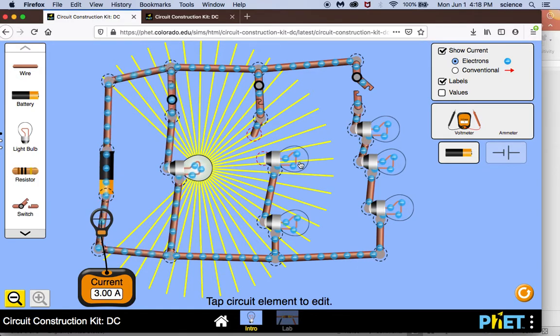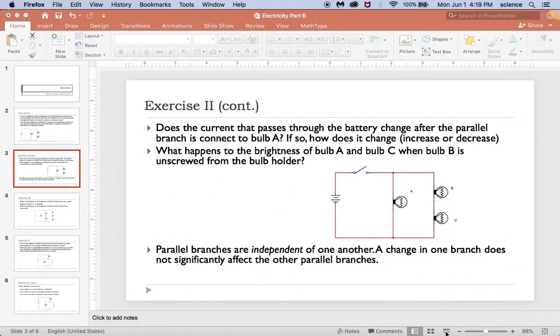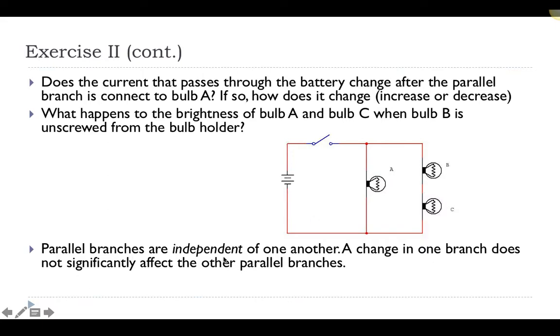What I notice is that when I disconnect or unscrew bulb B, because B and C are essentially in series with one another, bulb C also goes out because there's no longer a complete circuit for current to flow through bulb C. But bulb A over here stayed exactly the same brightness because, again, it's independently connected to the voltage supply. So parallel branches are independent of one another. A change in one branch is not going to significantly affect the other branches. Of course, this is a perfect circuit too, so there's no resistance in the wires and so on.